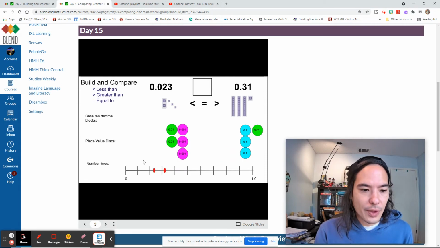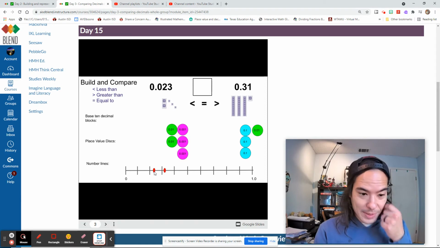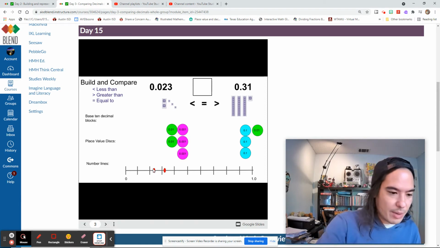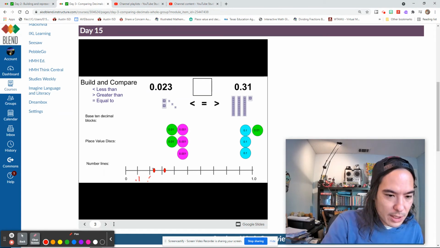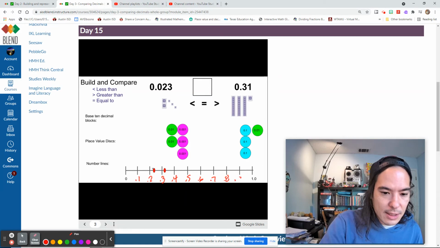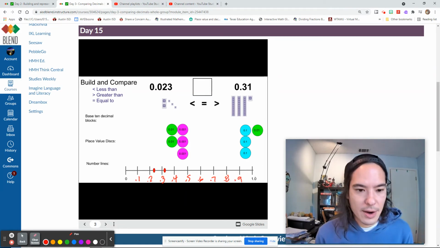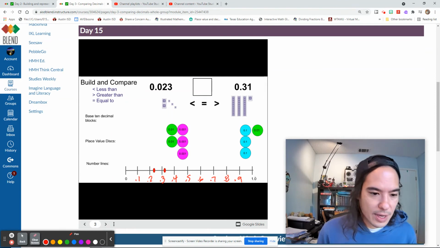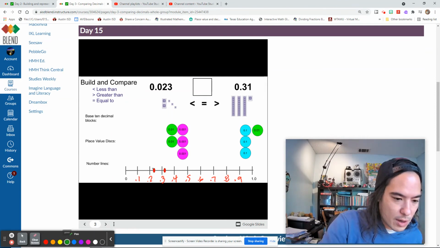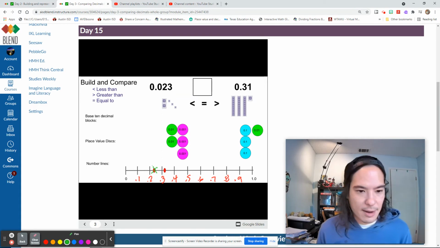On a number line, we could compare these two things. If this is 0, this is actually not even correct. This person messed up on the number line, so I'm going to put the numbers where they actually should be. If this is a number line and this is 1 tenth, this is 2 tenths, 3 tenths, 4 tenths, 5 tenths, 6 tenths, 7 tenths, 8 tenths, 9 tenths, and this is 1. If that's the number line, first off, we really need to get rid of that. That's not there.